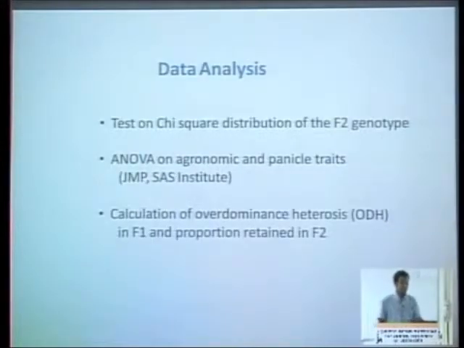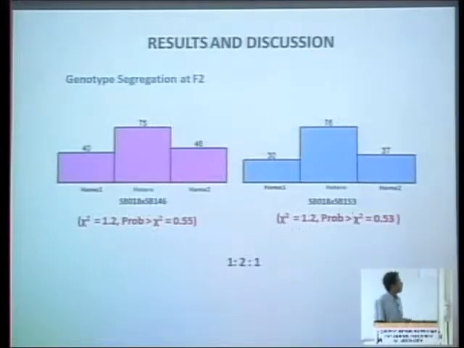Data analysis included a chi-square test on the distribution of the F2 genotypes, analysis of variance on agronomic and panicle traits, as well as calculation of overdominance heterosis and percent retained in the F2 population. So let's see now what we identified from our experiment.